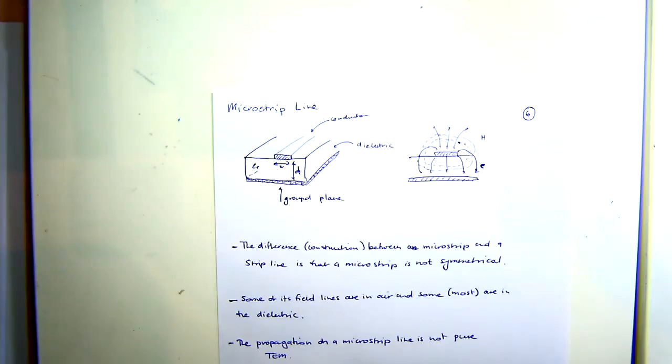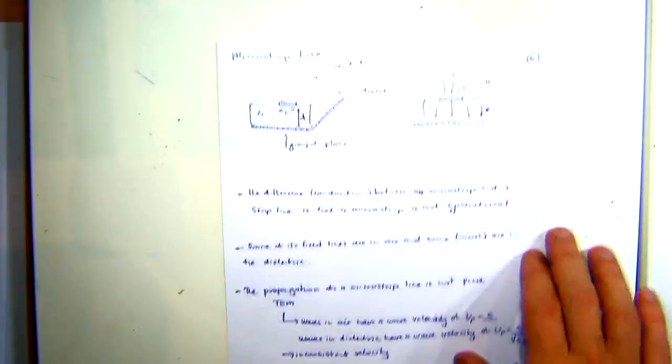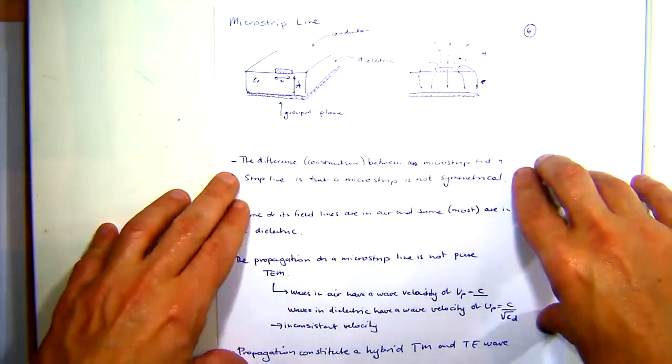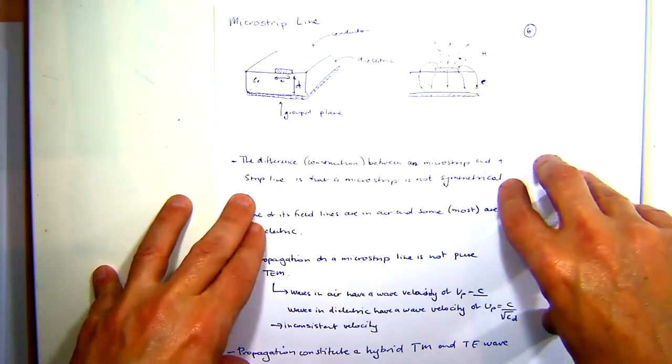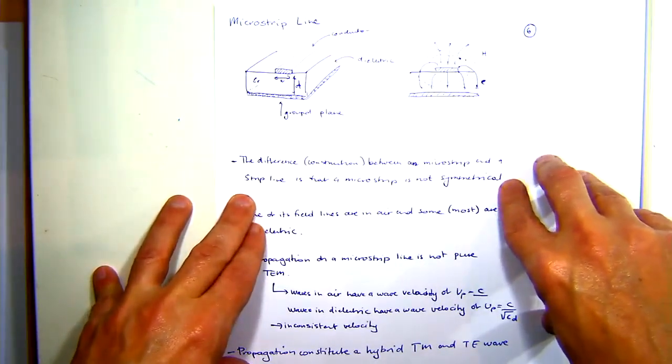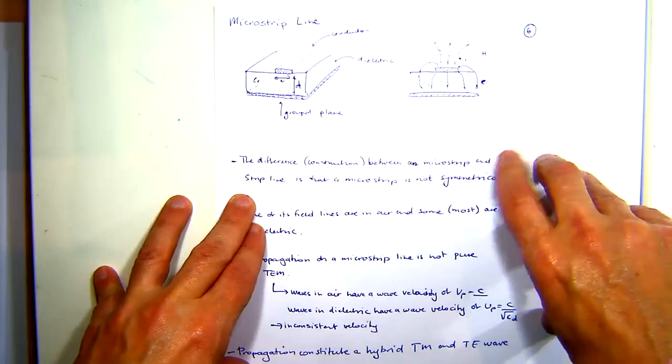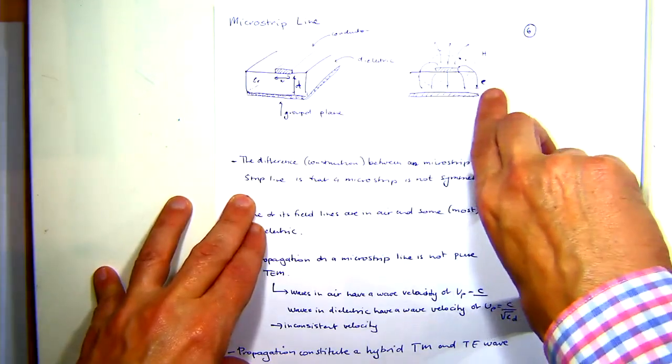But sometimes you want stuff on the top surface, right? You want to connect to an antenna that you put on the PCB board or whatever. That gives you that extra degree of flexibility. All right. Now, as you can see, a microstrip is not symmetrical like a strip line, right?